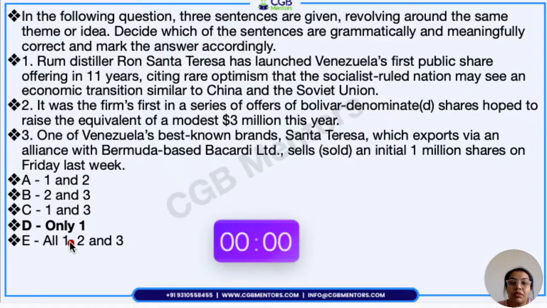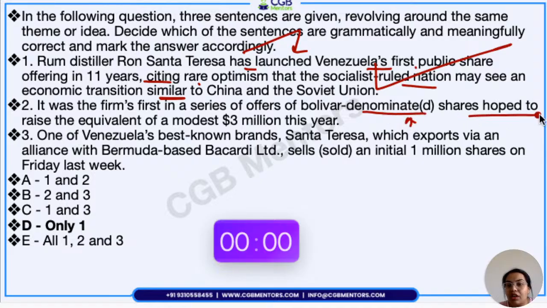Okay, so only the first one is correct. Rum distiller Santa Teresa has launched Venezuela's first public share offering in 11 years, citing rare optimism that the socialist-ruled nation may see onward transition. It was the firm's first in a series of offers of Bolivar-denominated shares.